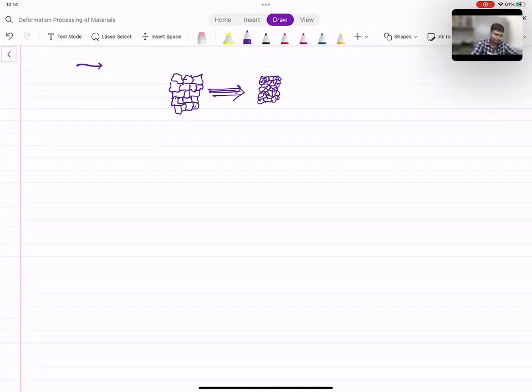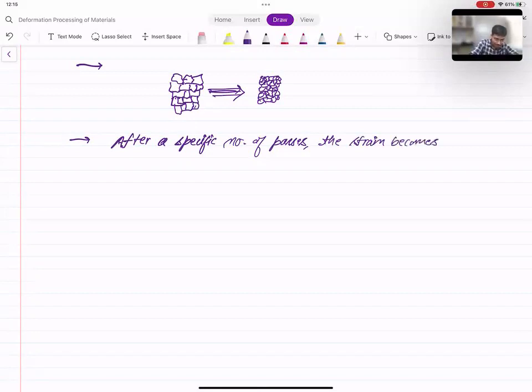Okay. So after a specific number of passes, the strain becomes constant.